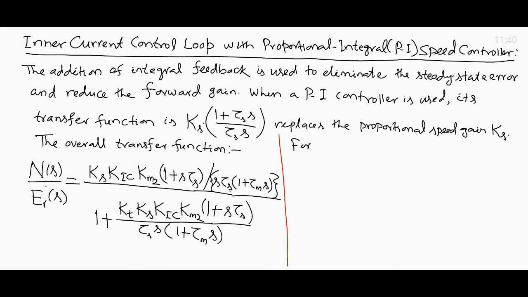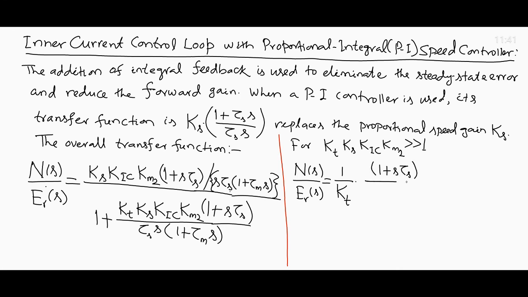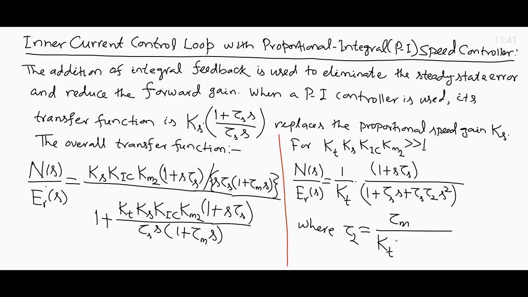So for the term Kt, Ks, KIC, Km2 greater than 1, the speed transfer function Ns by ERS is 1 by Kt into 1 plus S tau S divided by 1 plus tau S S plus tau S tau 2 square, where this time constant tau 2 is given by tau m divided by the tacho generator gain, speed controller gain Ks, current transfer function KIC and Km2. This is equation number 6.